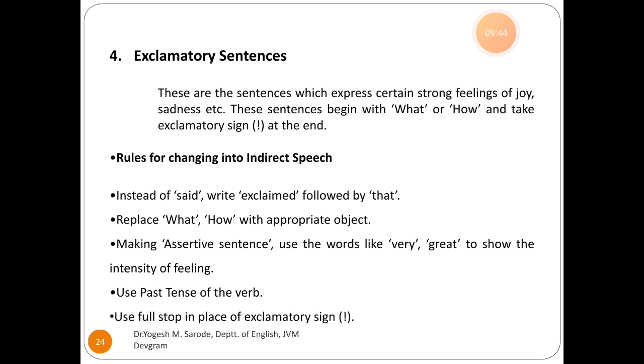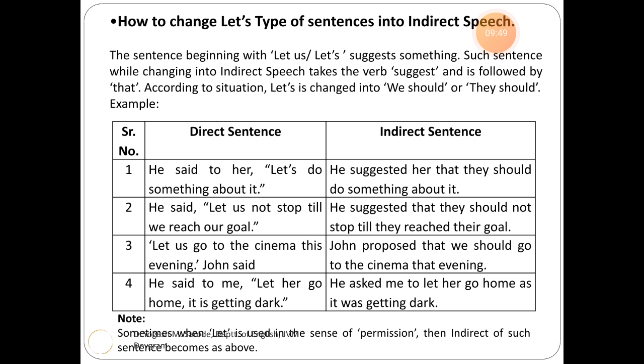So friends, for this imperative type, I have explained the rules and examples also. Just make the practice of that. You will be well versed in the narration while changing direct into indirect of imperative type also.